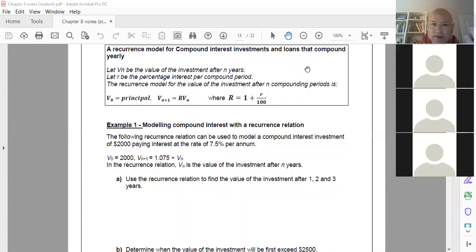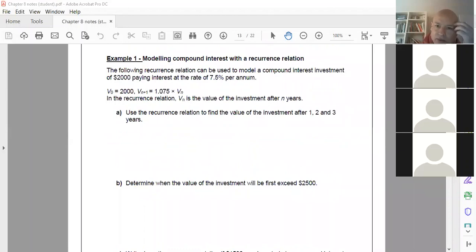Okay, so example 1 says the following recurrence relation can be used to model a compound interest investment of $2,000. There's our start, $2,000, paying interest at the rate of 7.5% per annum. Okay, now this is an interest investment, so of course it's going up. So how do we get this 1.075? Because we already know how to get this v of 0. We can see it, $2,000, it's not a problem. But how do we get this 1.075?